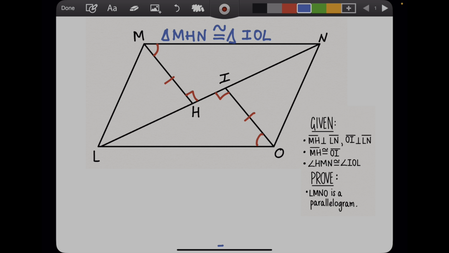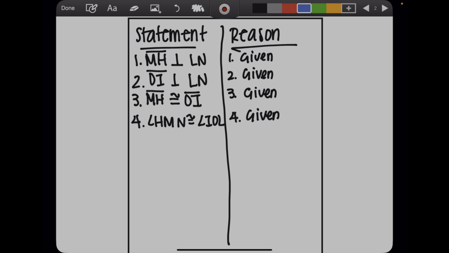So by the definition, since these triangles are congruent, the other sides, the segments MN would be congruent to OL. So first let's put this in our column proof. So we would say that triangle MHN is congruent to triangle IOL, and then our reasoning would be our angle side angle postulate.